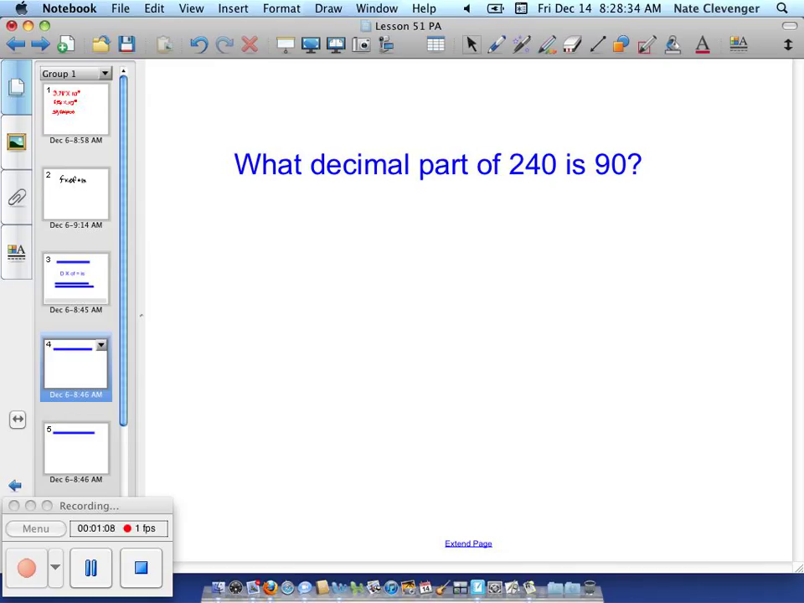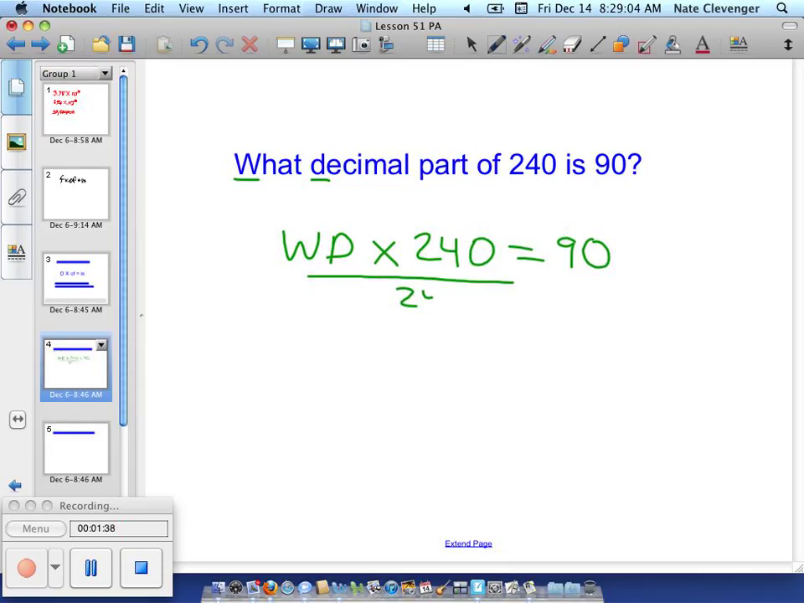So you have a problem that is written out. What decimal part of 240 is 90? The d would be your decimal, or your variable. Of is times: d times 240 is 90. Is means equals, of means times. So Xavier, what do you need to do on this? You need to divide by 240, since it's with the variable. So that's how you write it.